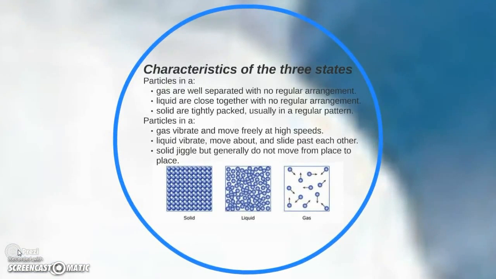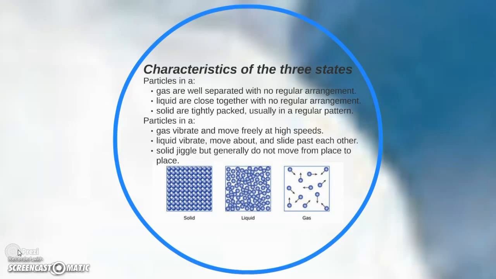So here are some characteristics of the three states, which are solid, liquid, and gas. Particles in gas are well separated and they move around uncoordinated and unplanned. Whereas in a liquid, they're more tightly packed, but they can move past each other, which is why liquid molds to its container.